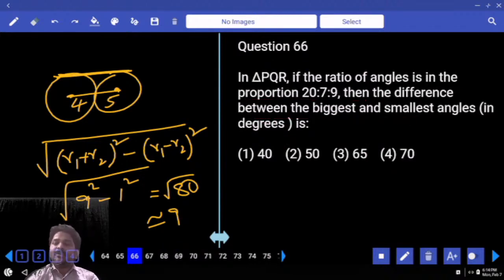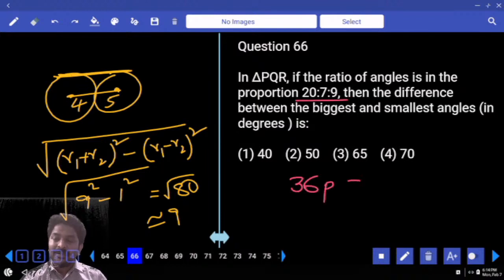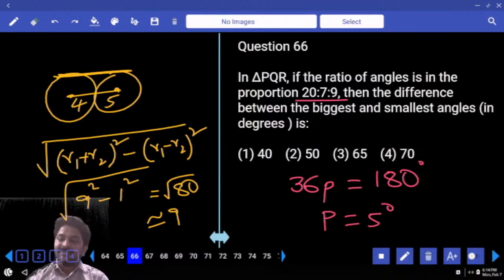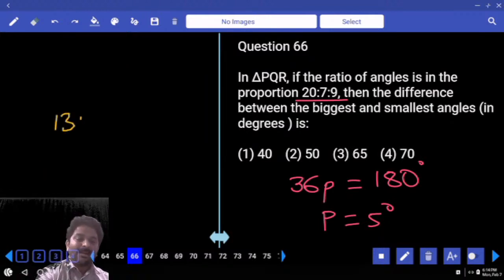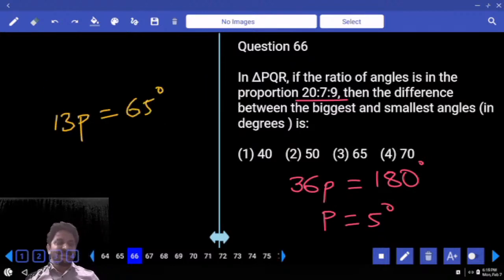In triangle PQR, if the ratio of angles is in the proportion 20:7:9, in total how many parts are there? 36 parts. And since the triangle's internal angles sum to 180, one part is equal to 5 degrees only. Then find the difference between the biggest and the smallest. Largest is 20 parts, smallest is 7 parts. Difference is 13 parts. 13 into 5, 65 degrees.